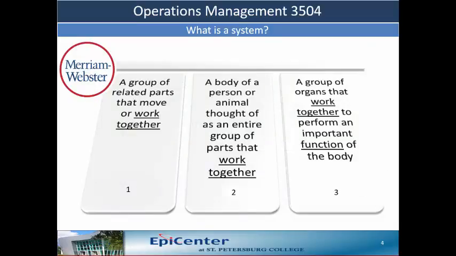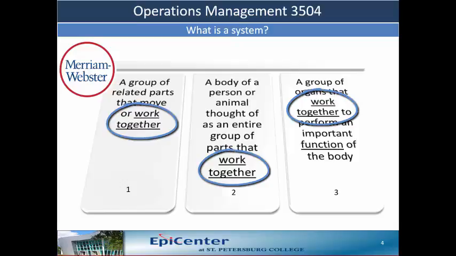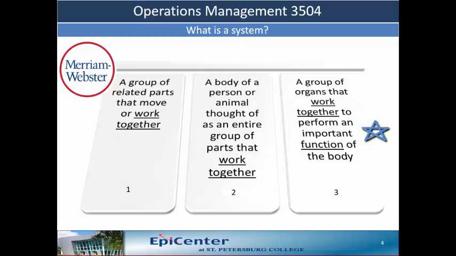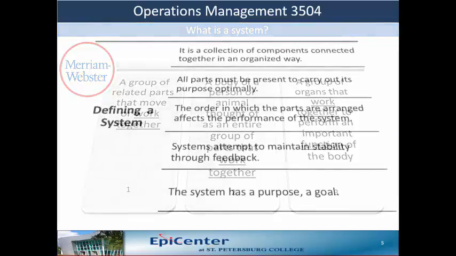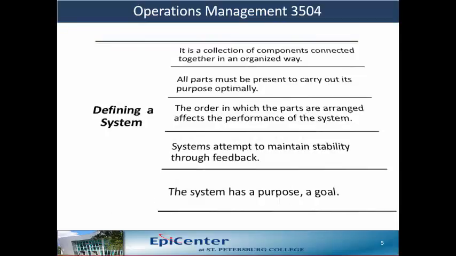As we see here, Merriam-Webster has three definitions. Common characteristics are work together, and especially important is the idea of performing a function. Next, we will summarize those characteristics into one definition. Combining the two previous definitions, a system can be defined as a collection of components connected together in an organized way.